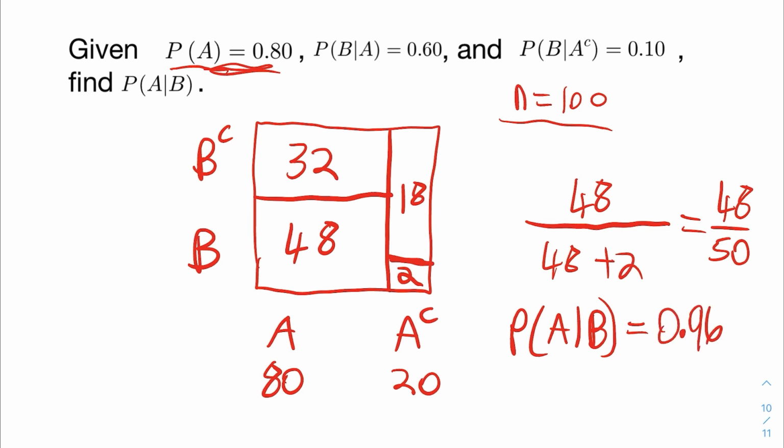48 out of 50. All right, and that's how we use a rough mosaic plot sketch to find a Bayesian probability.